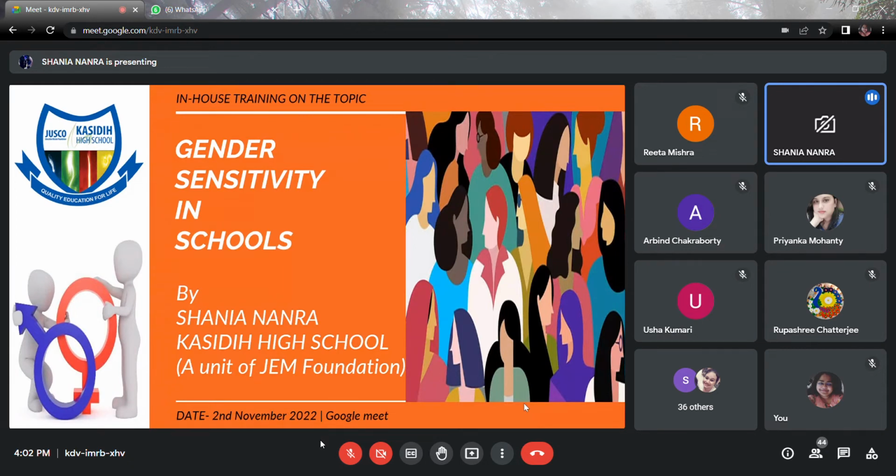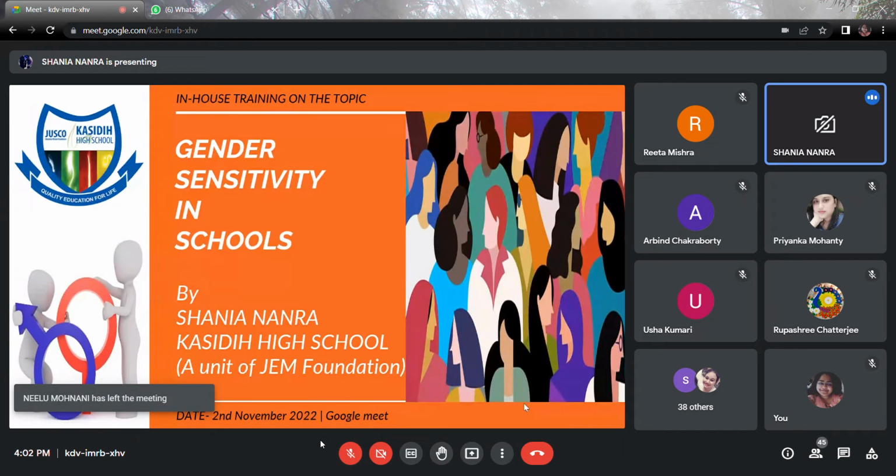So gender sensitivity in school comes in classes, in every part of school, after it is acknowledged by a teacher. So it is very important for a teacher to understand what gender sensitivity is. This in-house training will basically be explaining to you about gender sensitivity in school.